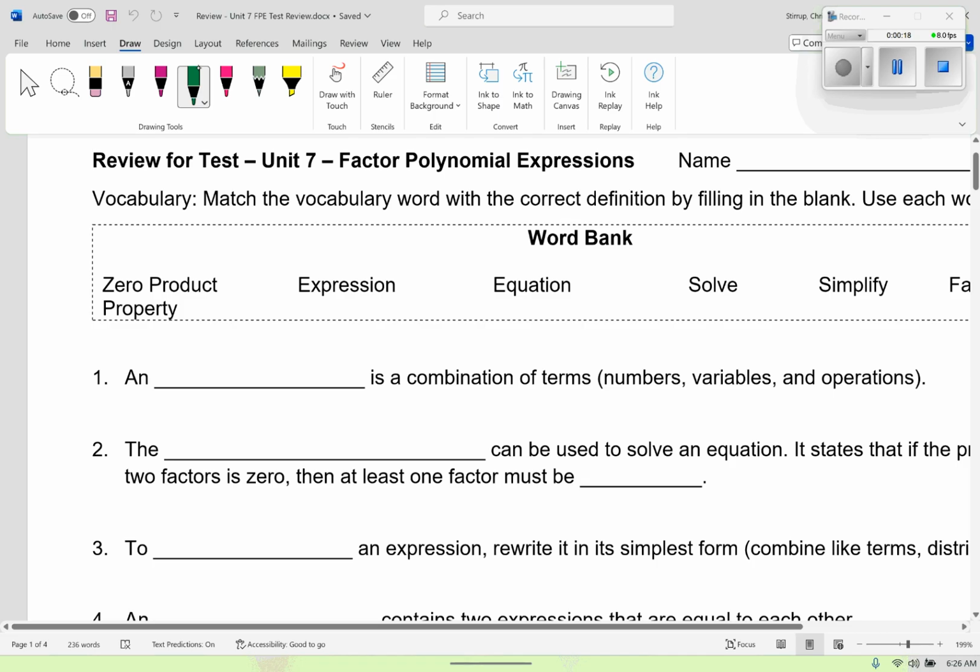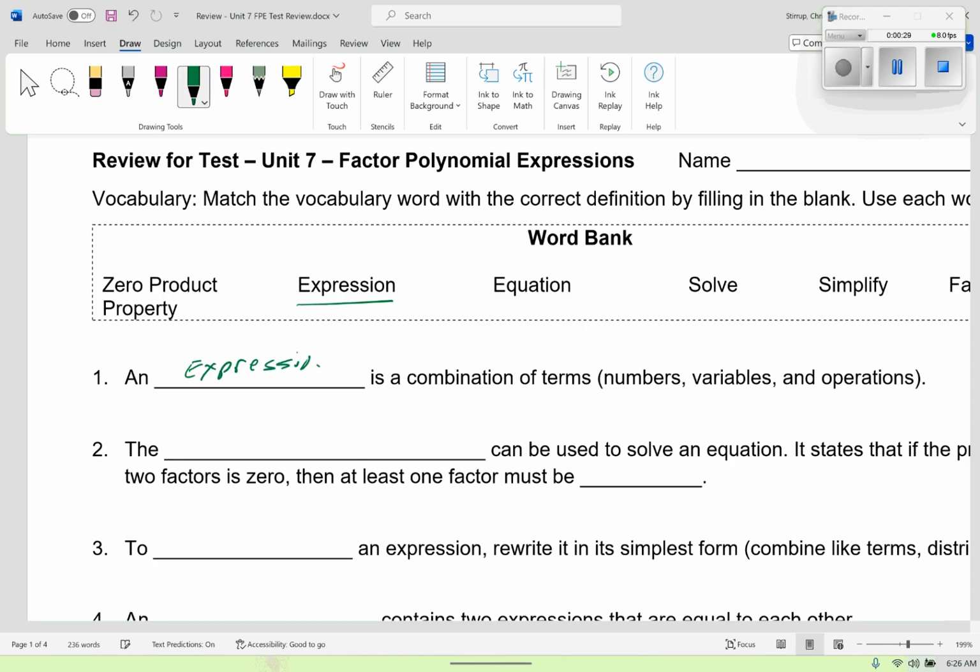It says a blank is a combination of terms, numbers, variables, and operations. So that would be the expression, okay? And you're going to have to match these words on the test, so you might want to make some flashcards or something about that, okay?